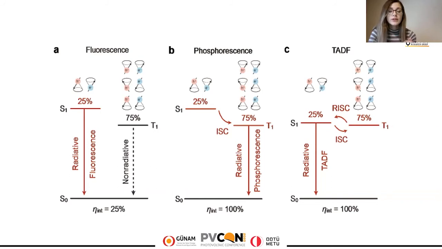So we can get 100% internal quantum efficiency from thermally activated delayed fluorescence. We do not use heavy metals here, but it is crucial in the thermally activated delayed fluorescence mechanism that the singlet excited level and triplet excited level should be very close to each other. It should be almost 0.1 electronvolt between the singlet excited state and triplet excited state. So molecular design is very important in this generation.